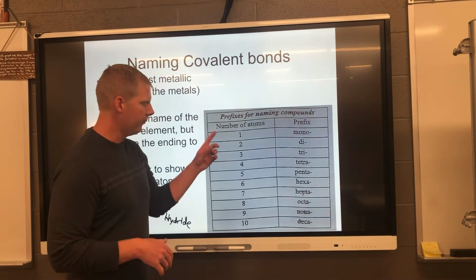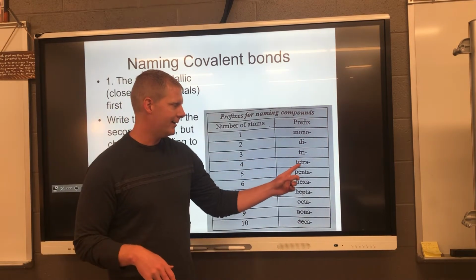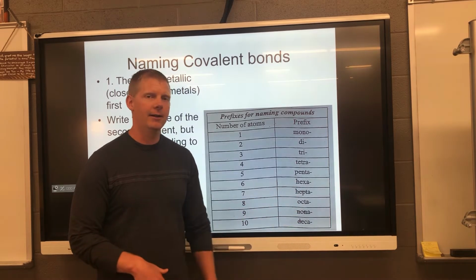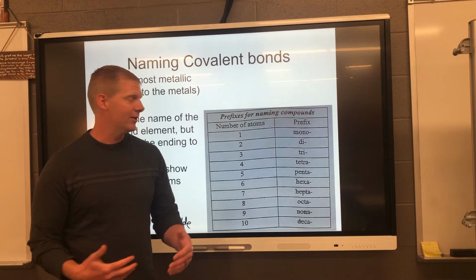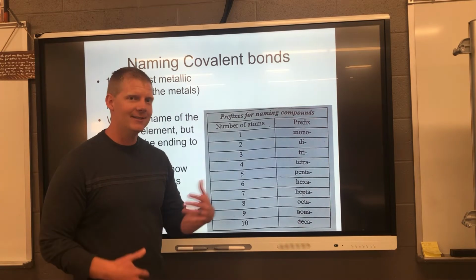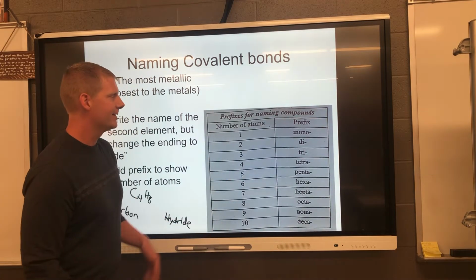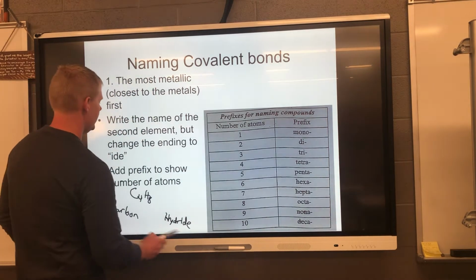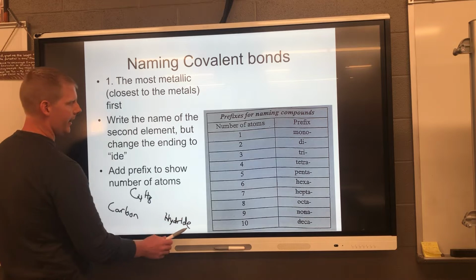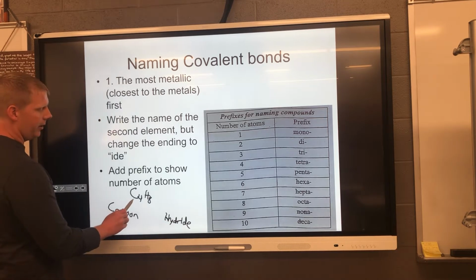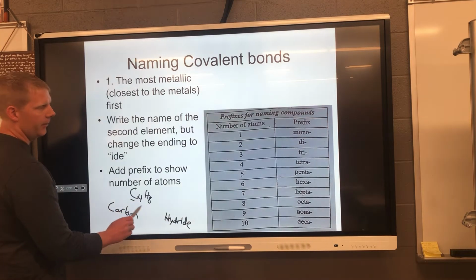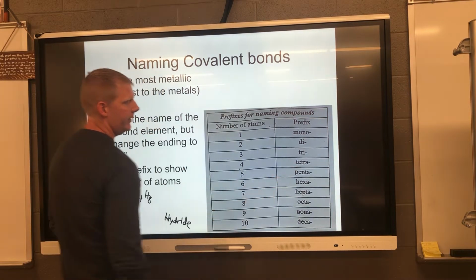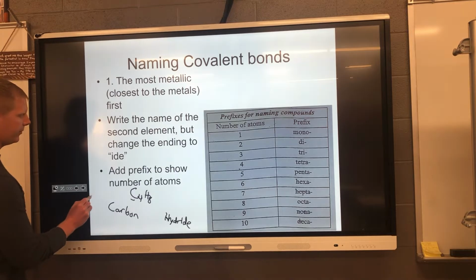So if we go in order from 1 to 10, we have mono, di, tri, tetra, penta, hexa, hepta, octa, nona, and deca. It's kind of like geometry, like a pentagon has 5 sides, a hexagon has 6 sides. Well, that's the number of atoms here. So it should pretty much make sense. So add a prefix to show the number of atoms. Right here I look at carbon, it has a subscript 4. So I'm going to find 4 in my prefix chart, and that's going to be tetra. So I'm going to add the prefix tetra in front.